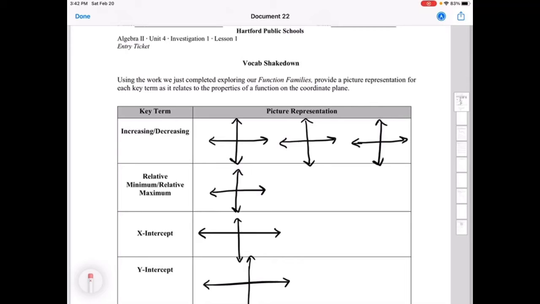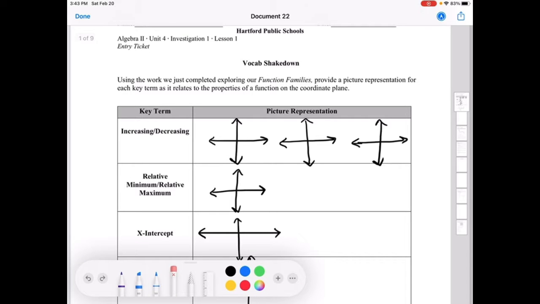We are doing Unit 4, Investigation 1, Lesson 1. We're going to do the entry ticket together to start off with because we have some terms we need to go over. A lot of this is going to be very familiar because we've worked with these whenever we do some sort of graph. So here we have to define some vocabulary words.